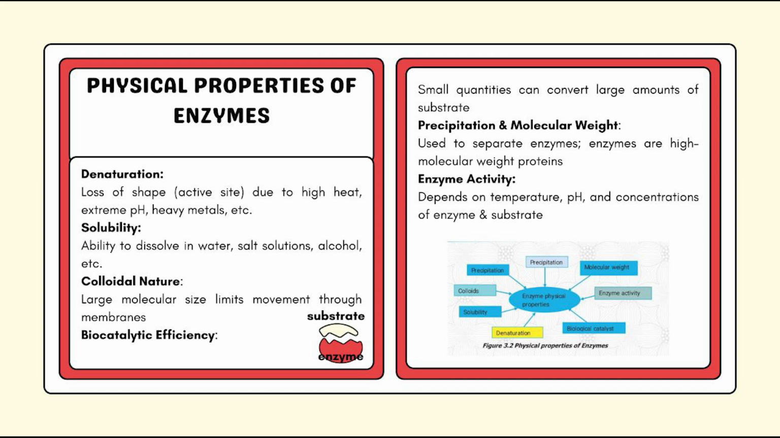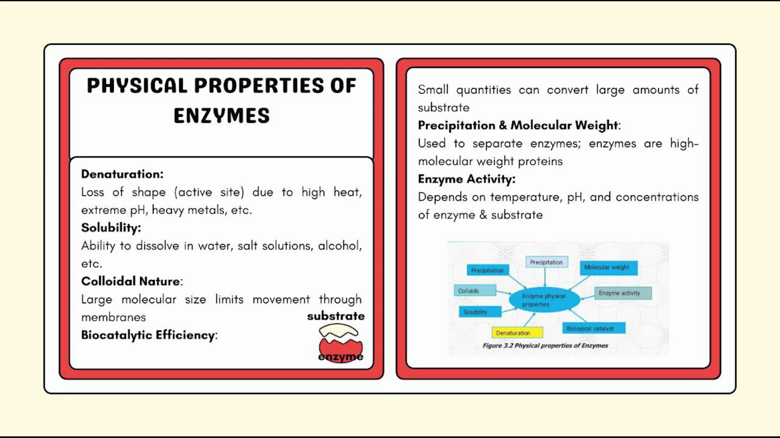The third one is colloidal nature. Enzymes are usually large molecules that do not easily pass through semi-permeable membranes. The fourth one is biocatalytic efficiency. A tiny amount of enzyme can convert a large quantity of substrate into products. The fifth is precipitation and molecular weight. We often use these properties to separate enzymes in the lab.